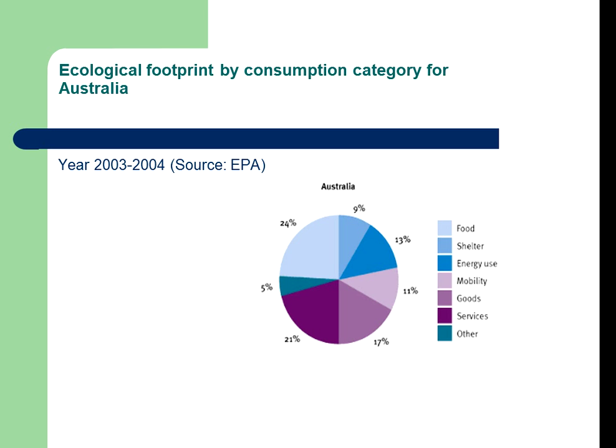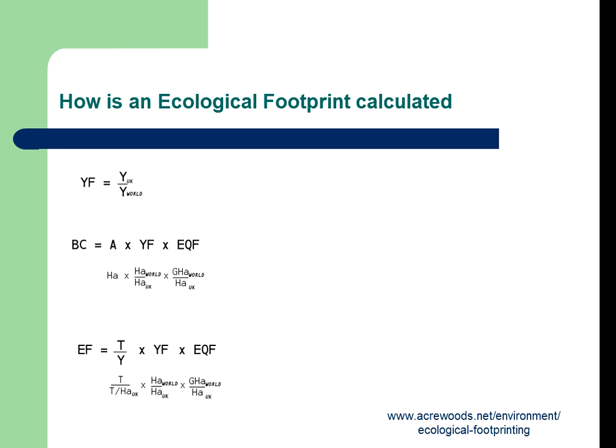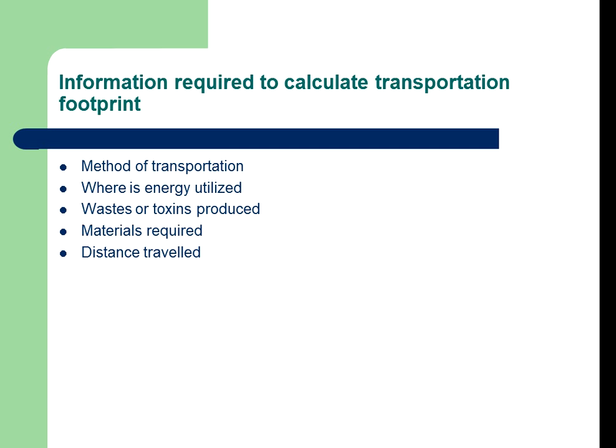Our way of life in Australia is threatening the future of our planet. We have been exceeding the Earth's ability to support our lifestyle. Habitats are being destroyed, our soils and waterways are being degraded. The balance must be restored. How is an ecological footprint calculated? With the help of this formula, we can do the calculation of the footprint.